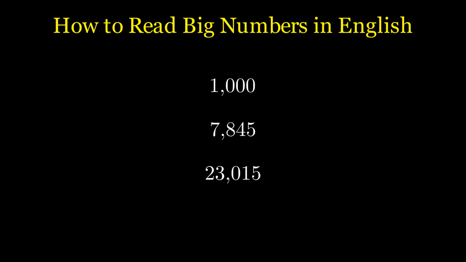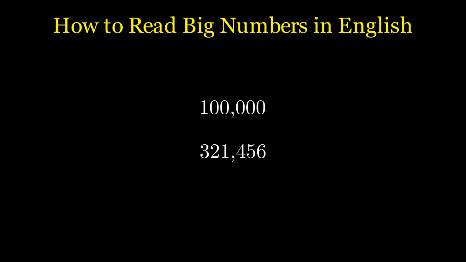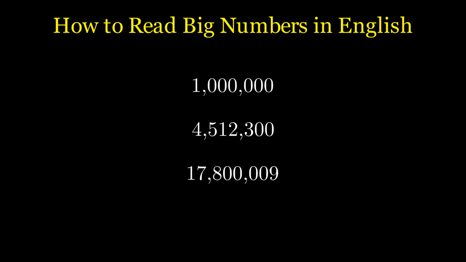Next, we move to thousands. This is 1,000, 7,845, and 23,015. Now let's look at hundred thousands. This is 100,000, and this one is 321,456.